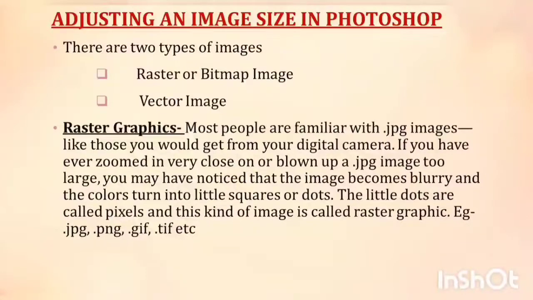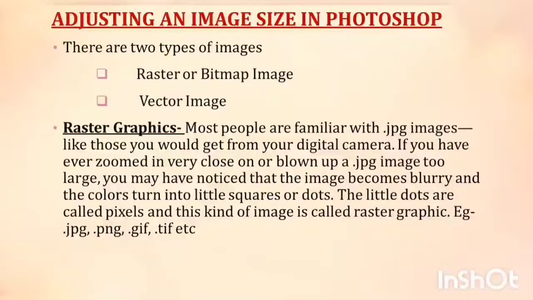The first one is the raster graphic image. The most common example of raster graphic images is .jpg. You can find this format even from your digital cameras. The images which you get from your digital cameras are also in .jpg format. You would all have noticed that when you try to enlarge or zoom into these images, the image gets blurry and you will find square shapes or dots. These square shapes or dots in the image are called pixels, and this kind of image is called a raster graphic image.